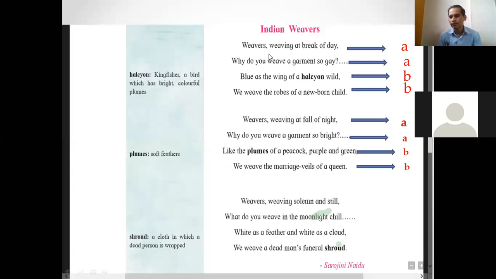So here, in the first line we were seeing 'at a break of a day'. Day is the last word. So for the first line's last word you have to give letter A. Then for the second line you have to observe if the second and third lines' last words are pronounced the same. If the pronunciation of the ending words is the same, then we give the same letter there. So day and gay both have the same pronunciation at the end, that's why both have A.